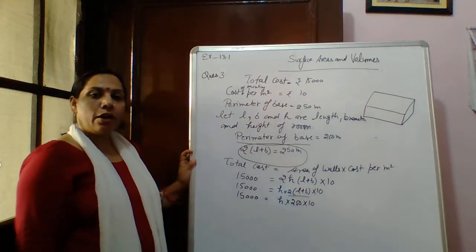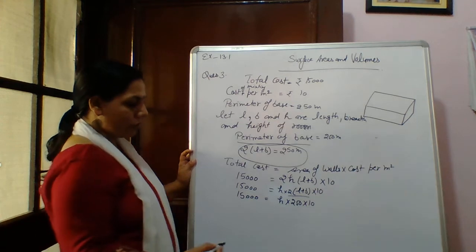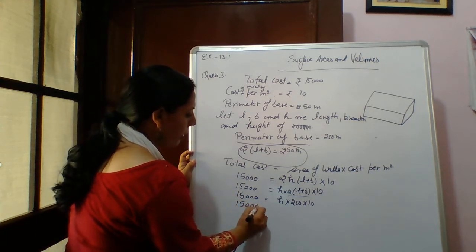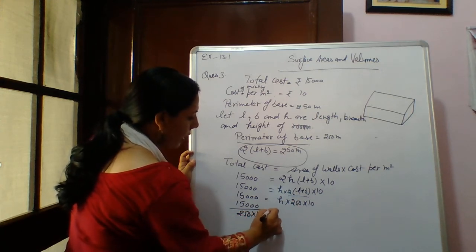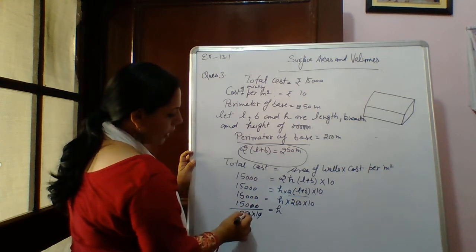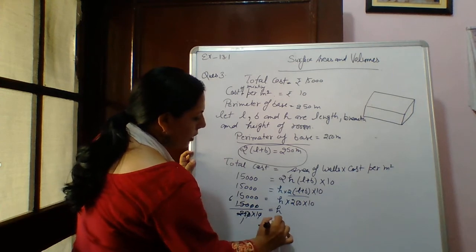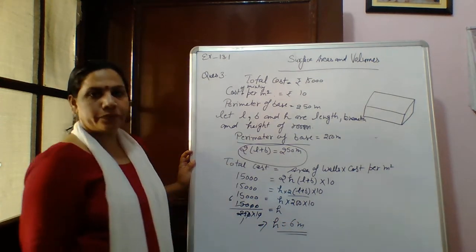And now what do we have to find out? We have to find out the value of h. We only have to find h, the other values we will bring to this side, and it will come in division. 15,000 divided by 250 into 10 equals h. Zero with zero, both zeros will be cancelled. 25 times 1, and then 25 times 6. This implies h equals 6 meters.